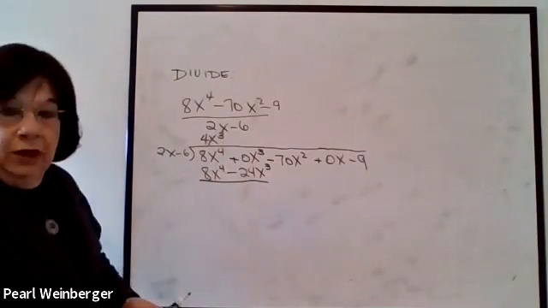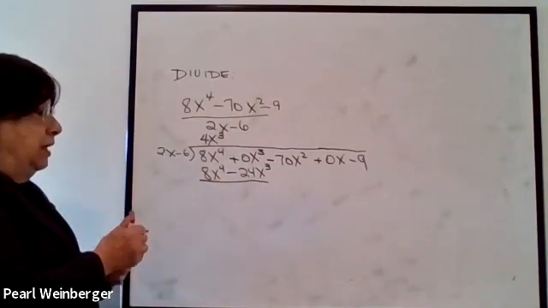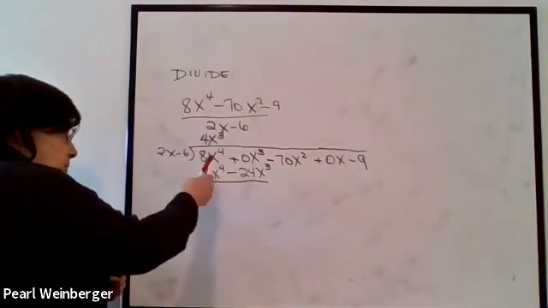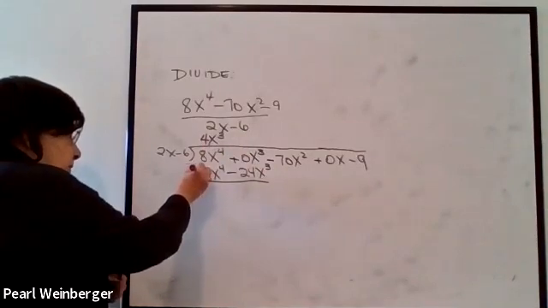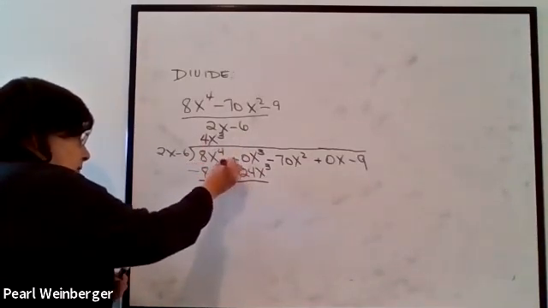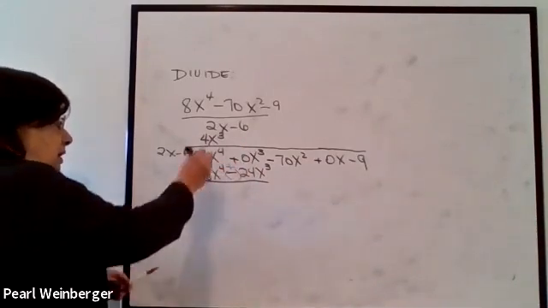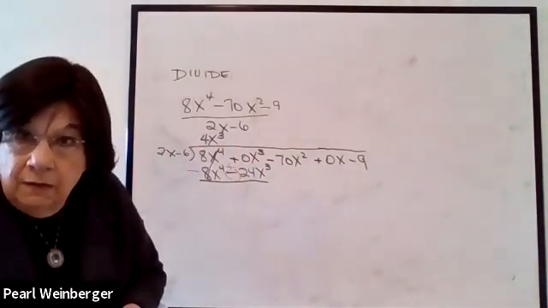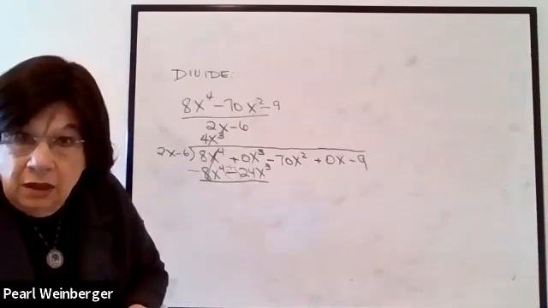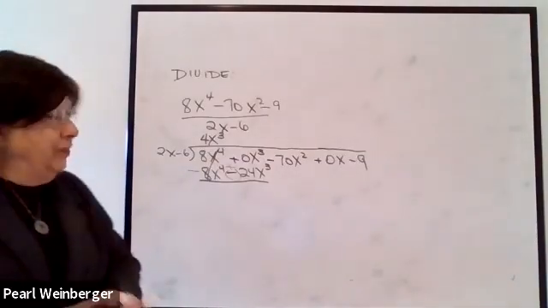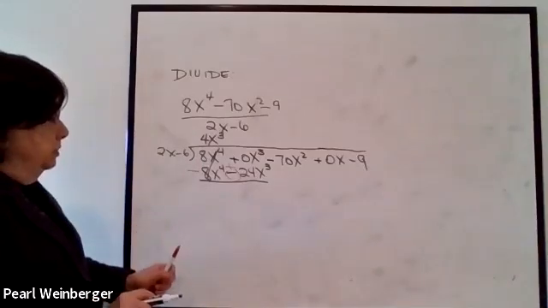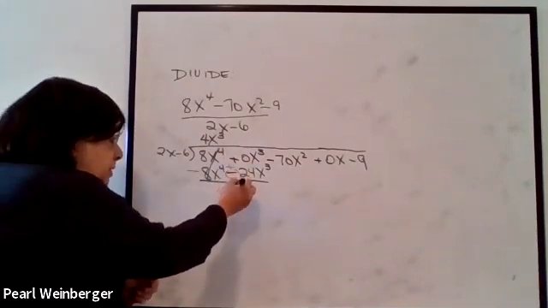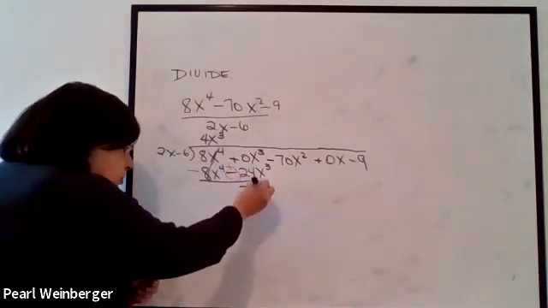Okay, so now I'm going to subtract. And remember, I do that by changing the signs of the second binomial here. This is going to become a negative, and this is going to become a positive. So the 8x to the 4th minus 8x to the 4th, the 8x to the 4ths cancel out. And now I have a 0x cubed plus a 24x cubed, which gives me 24x to the 3rd.